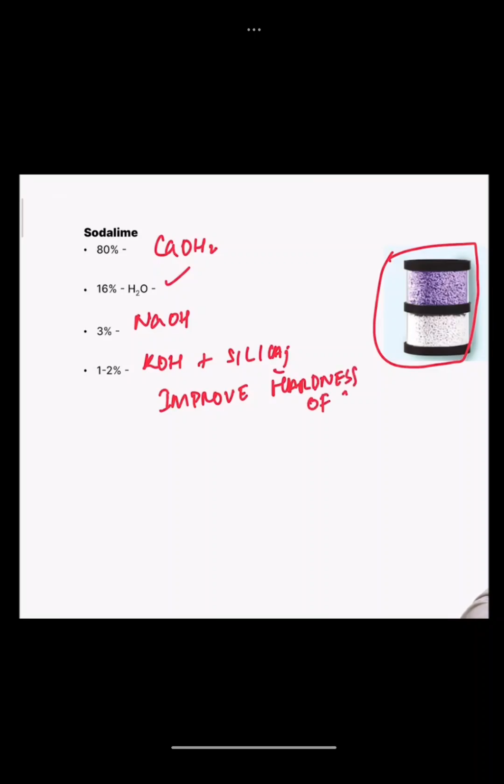But remember, when you are using soda lime, some inhalational agents have to be avoided, because if you use them with soda lime, the patient may land up with complications. What inhalational agents should you avoid with soda lime? CTS should be avoided. C stands for chloroform, T stands for trilene, and S stands for sevoflurane.